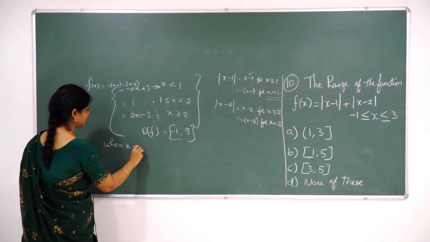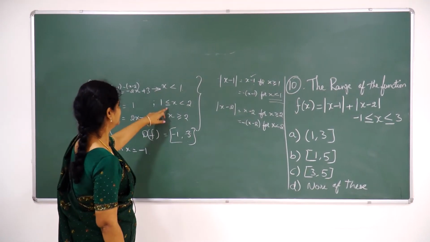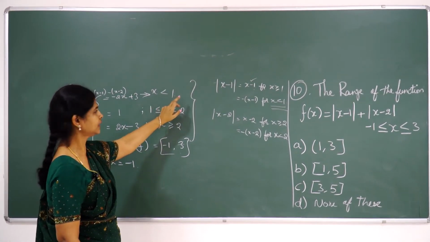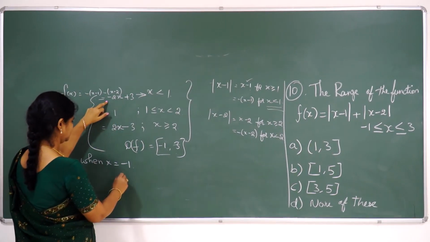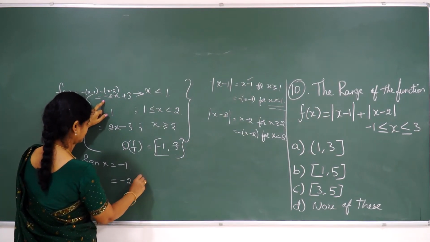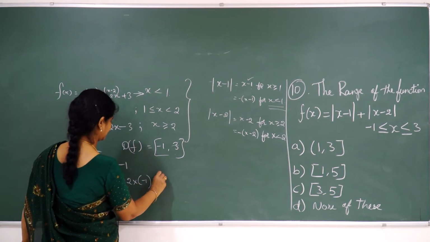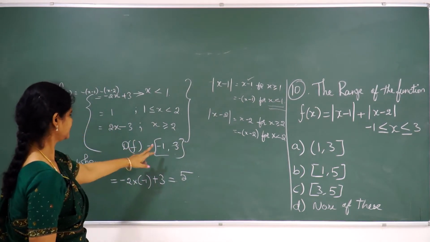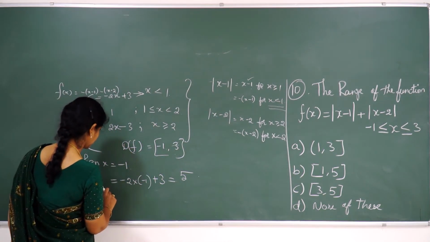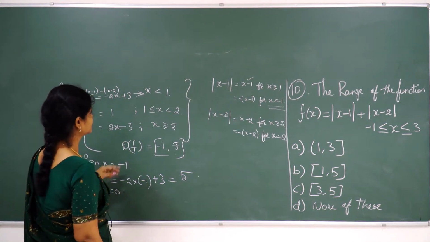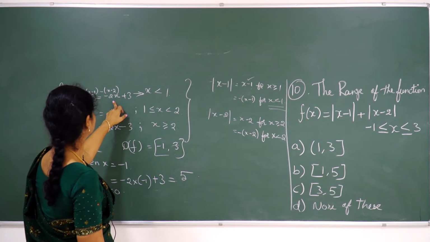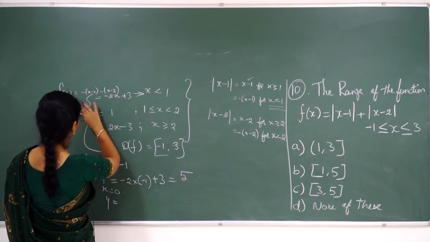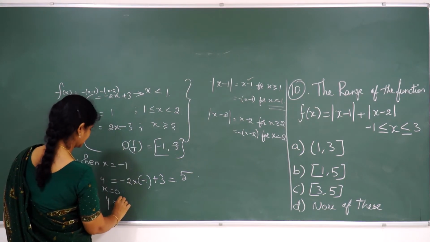When x equals minus 1, it comes in the interval x less than 1. So substitute here, you get minus 2 into minus 1 plus 3. So the answer is 5. Okay. Next, when you substitute x equal to 0, it again comes in the interval, and you get the y value. Y value is f of x, nothing but y is 3.